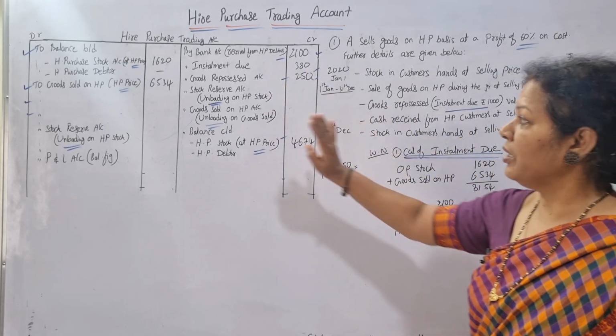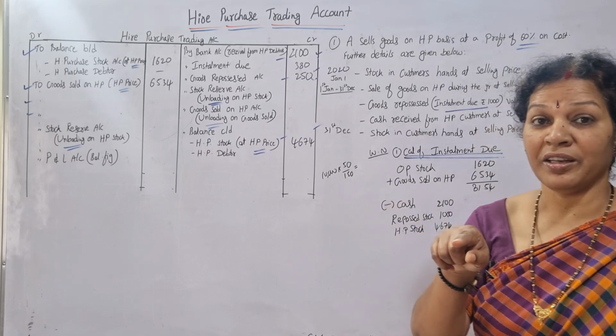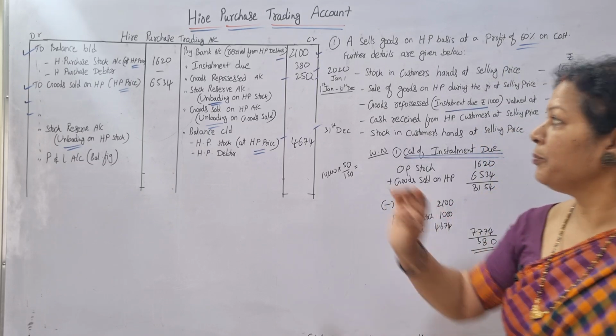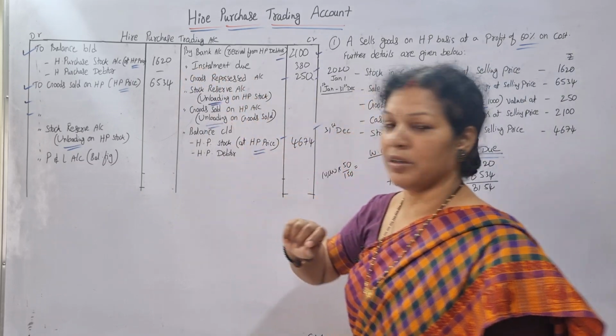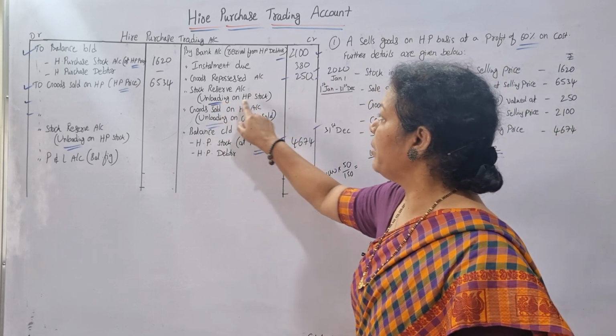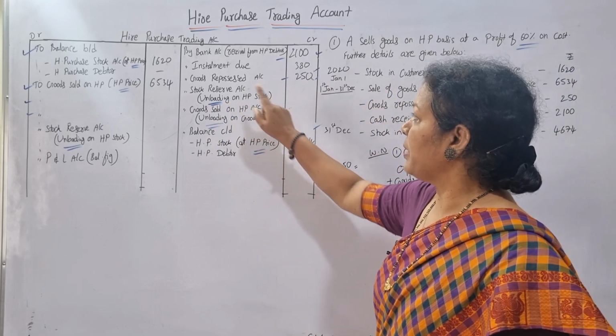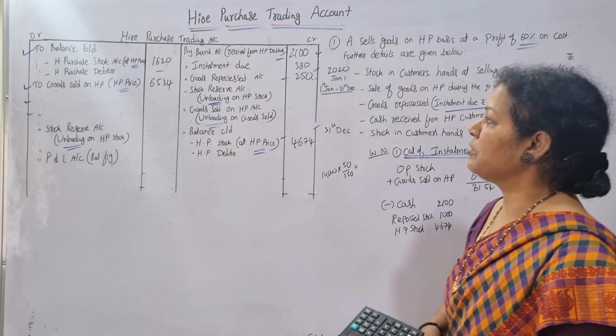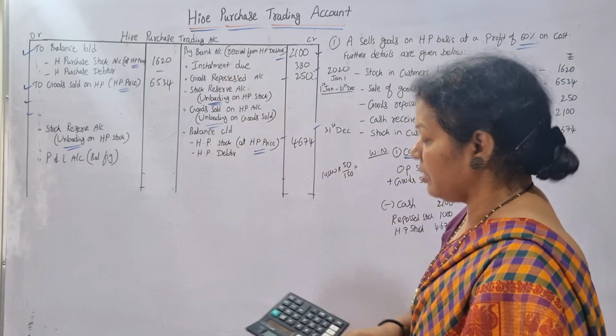Now let's take out the loading. Loading is already there. We are going to unload it. First we'll focus on the opening stock. Opening stock, what do you say? Stock reserve. Loading of higher purchase price on stock. So this is 1620, no? So we can say it as that.